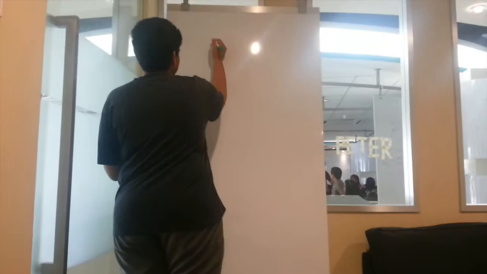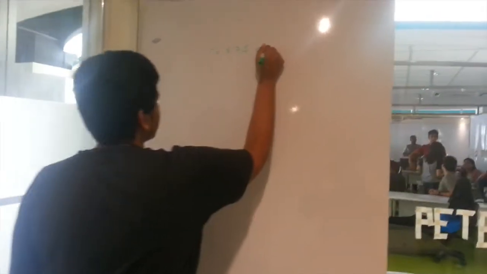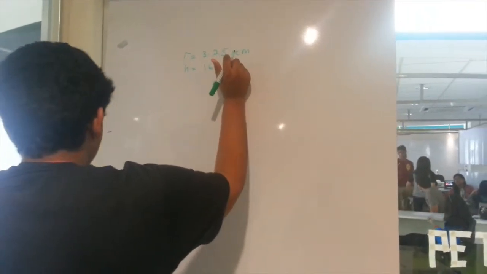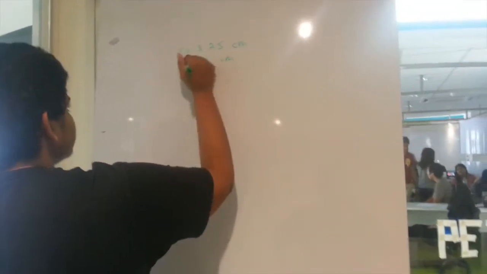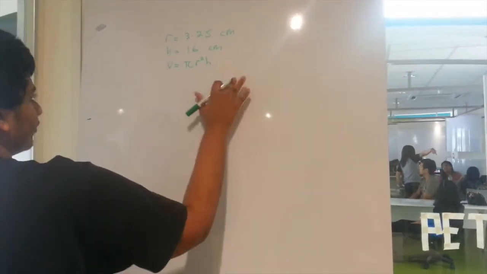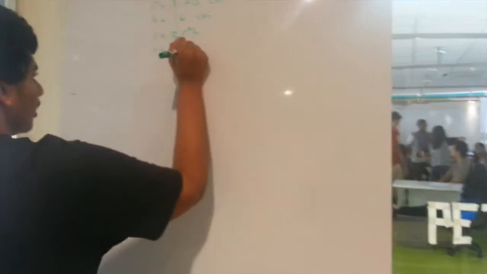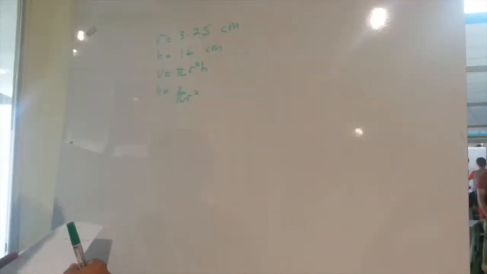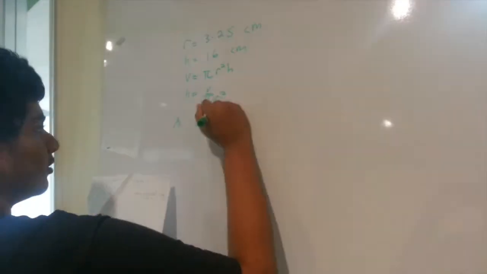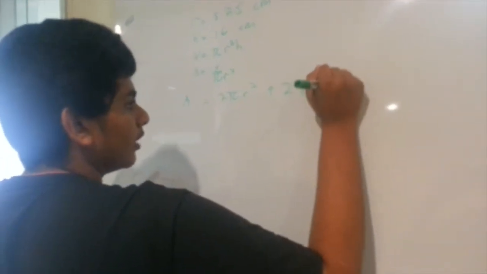First, the radius that was given was 3.25 centimeters and the height was 16 centimeters. Since V equals pi r squared h, this is the volume of the cylinder, we can derive that h equals V over pi r squared. And the surface area of the cylinder, once you open it up, is 2 pi r squared plus 2 pi r h.